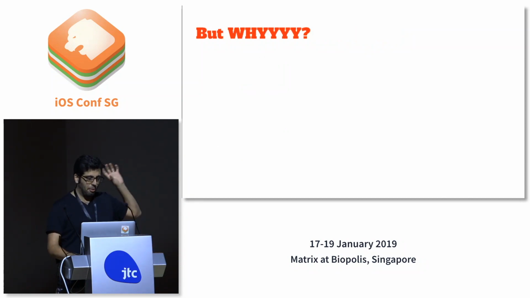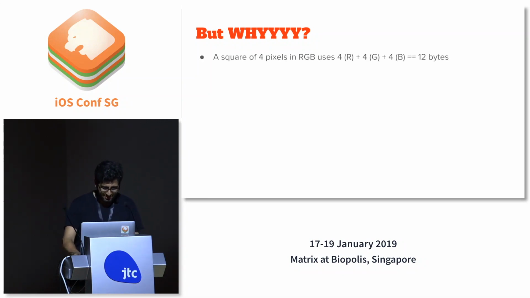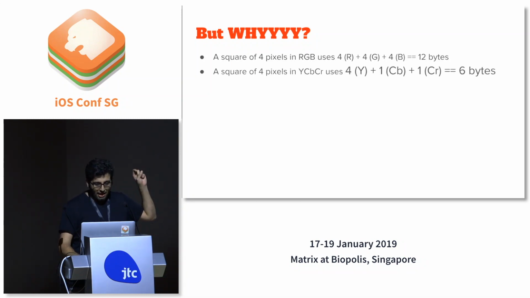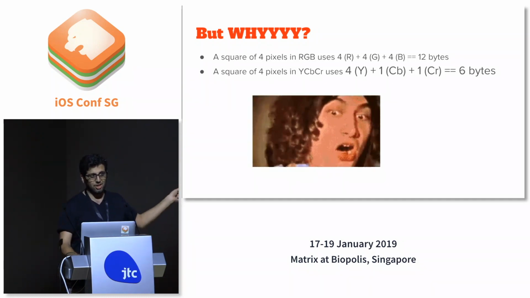You're probably wondering why. Why should I do this? This makes no sense, right? Here's why. A square of 4 pixels in RGB will use 12 bytes because it's 4 plus 4 plus 4, etc. If you use YCbCr, you will use 6 bytes instead, and that's half. So you reduce your size by half just by changing the representation, at no meaningful loss of quality. Okay? So this is great. So let's go ahead with this.